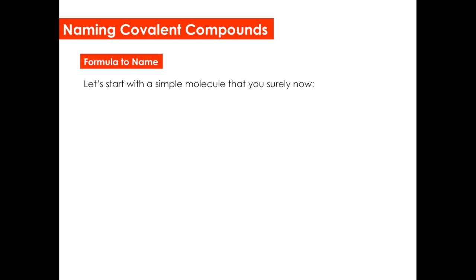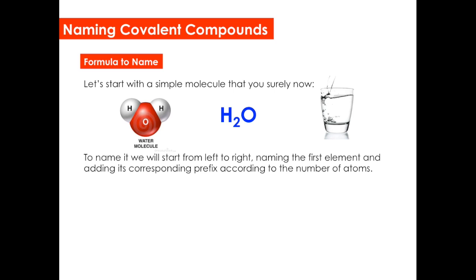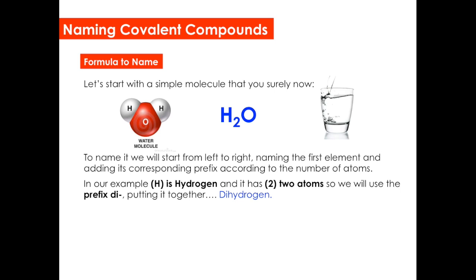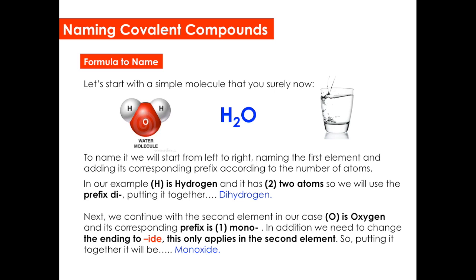Let's start with a simple molecule that you surely know: water. To name it, we will start from left to right, naming the first element and adding its corresponding prefix according to the number of atoms. In our example, H is hydrogen, and it has two atoms of hydrogen, so we will use the prefix di. Putting it together is dihydrogen.